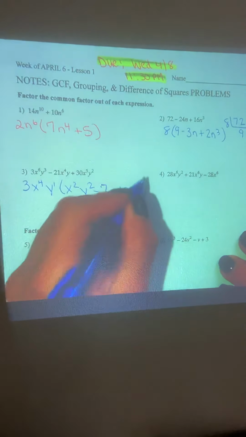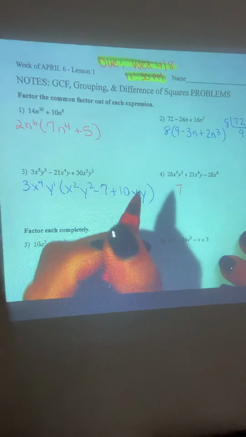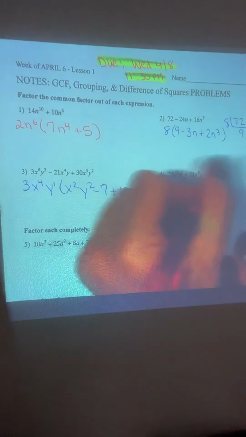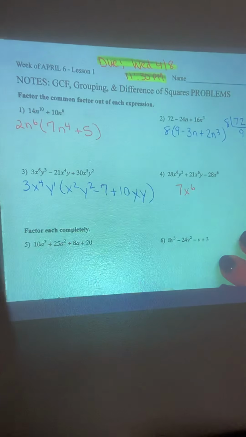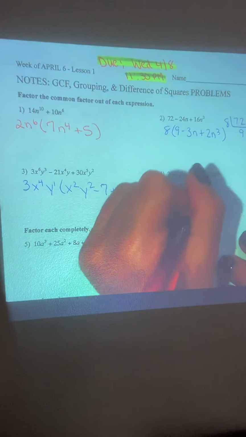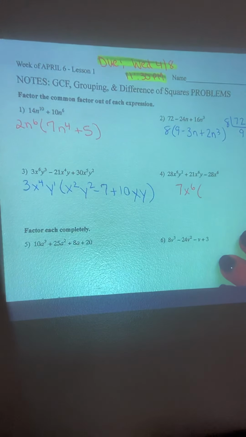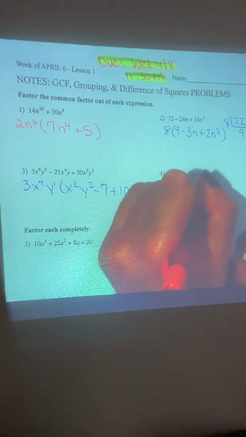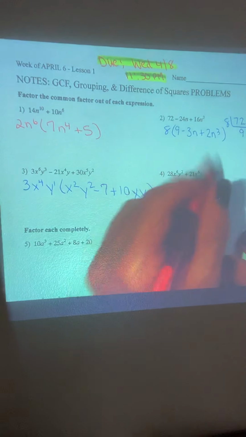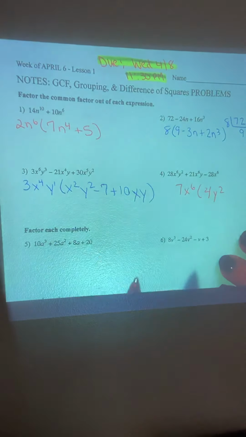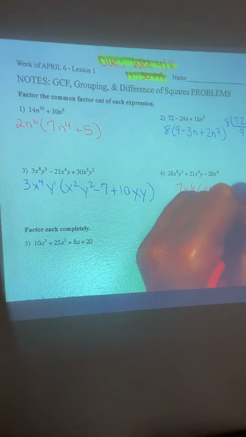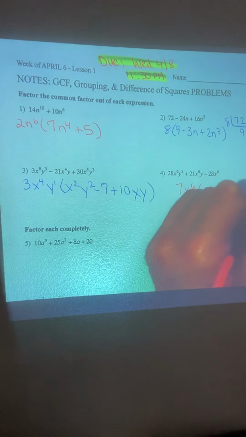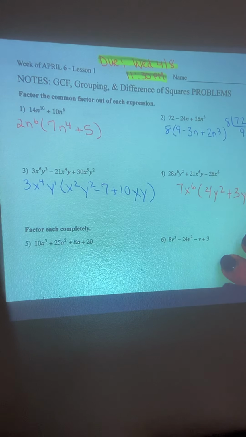And finally, 28, 21, and 28 is 7. x^6, x^6, x^6 is x^6. y^2, y^1, no y is no y. Divide in your numbers, subtract your exponents. You get 4. x^6's cancel, and that's y^2. 7 into 21 is 3. x^6's cancel, and y. 7 into negative 28 is negative 4, and your x^6's cancel. And those are your first 4 problems of GCF.